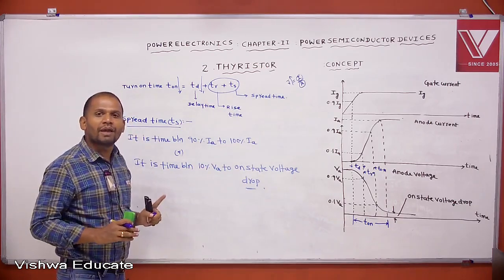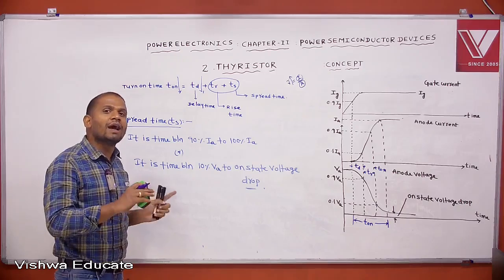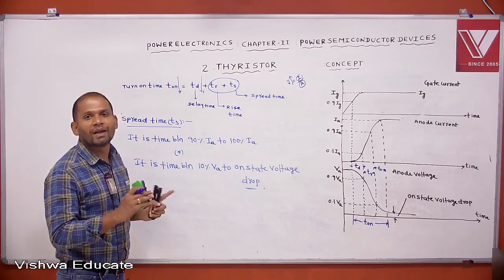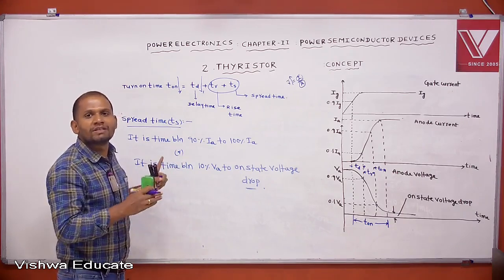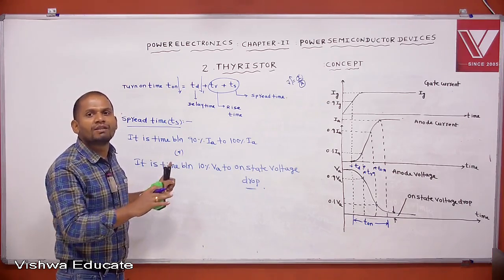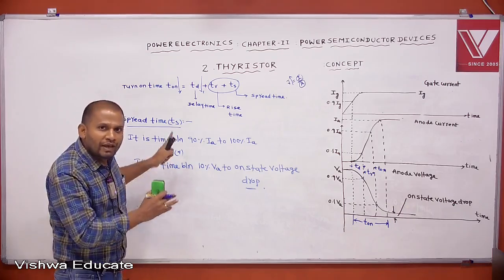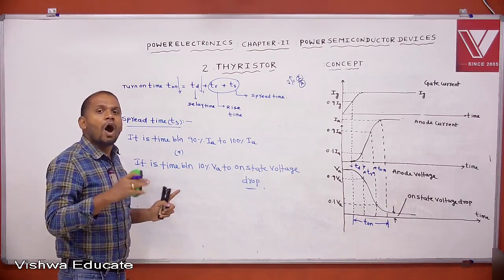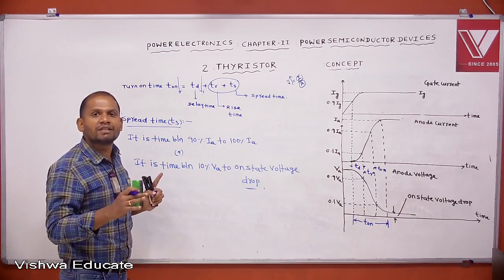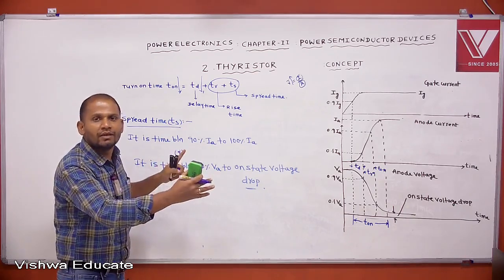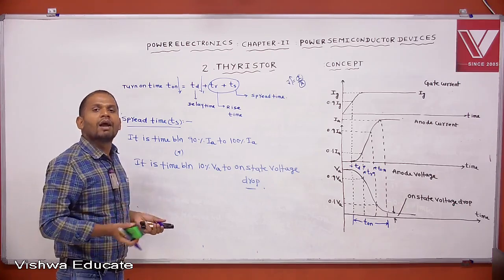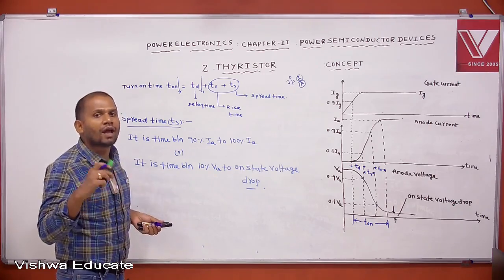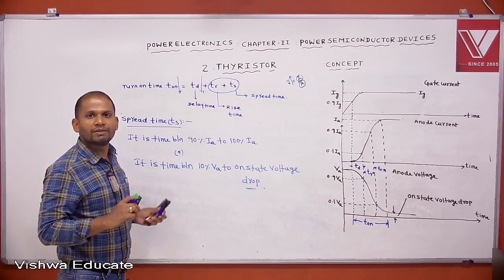But I want to explain based on this how the turn on time depends on various parameters. Here I have given just what the delay time, the rise time and the spread time are, and I explained the significance of all these times. The continuation of this concept is how the turn on time depends on the various parameters. Then we go for the turn off characteristics of the SCR, and I also want to explain the significance of the turn off characteristics. That you will see in the next session.